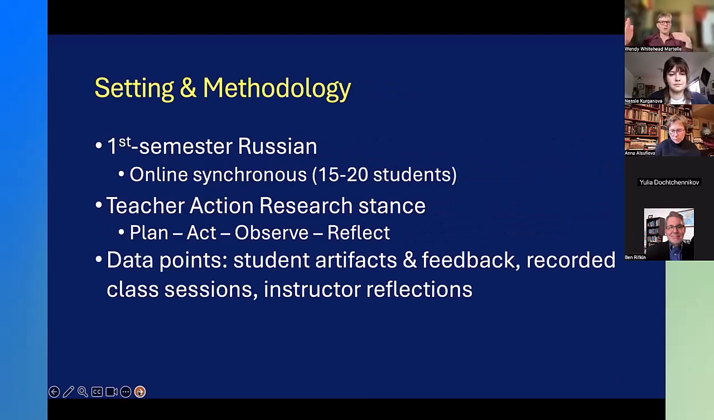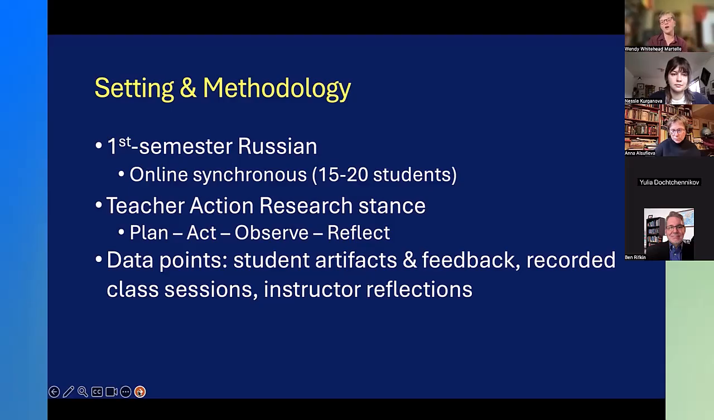So to give you a little background into my setting and how I went about doing this: it's from a first semester Russian course. We teach Russian online synchronously through Zoom, and we have at any given time between 15 and 20 students in our first semester classes. So I took a teacher action research stance while I was designing these tasks.